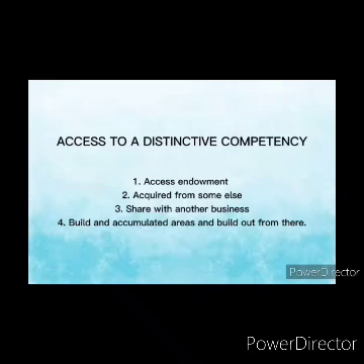So next, access to a distinctive competency. So there are 4 elements. These are asset endowment, acquired from someone else, shared with another business, build and accumulate within the company. So number 1, asset endowment. Asset endowment is an asset or key patent that is coming from the foundation or the beginning of the company. Basically, what the company was started on. So that is asset endowment.